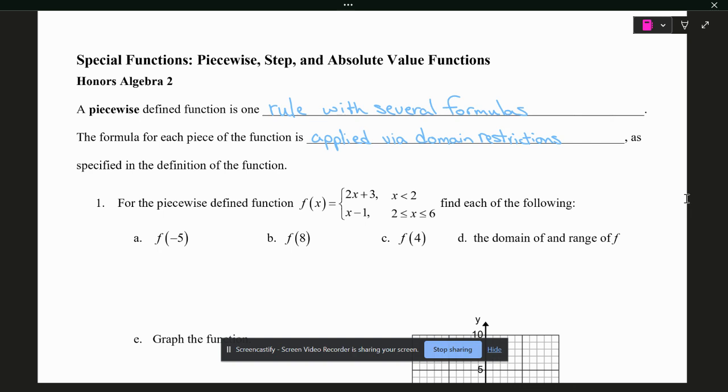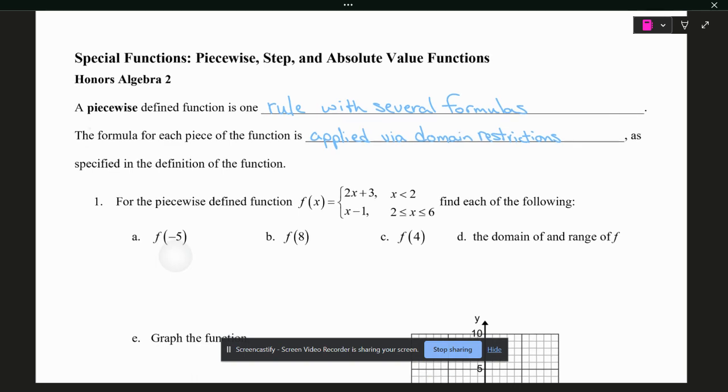Piecewise is defined as one rule with several formulas. The formula for each piece of the function is then applied via the domain restriction as specified in the definition of a function. Some of these things you may or may not have seen before, depending on what teacher you had, or maybe doing a little bit of exploration on your own. But please make sure to copy this down.